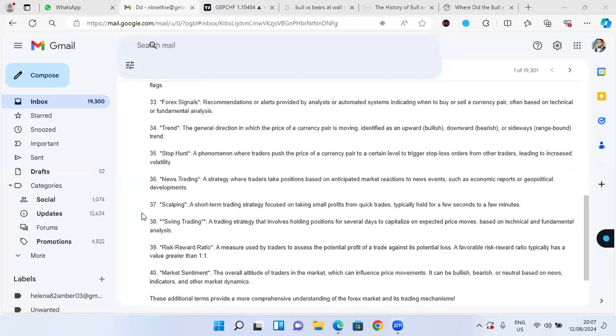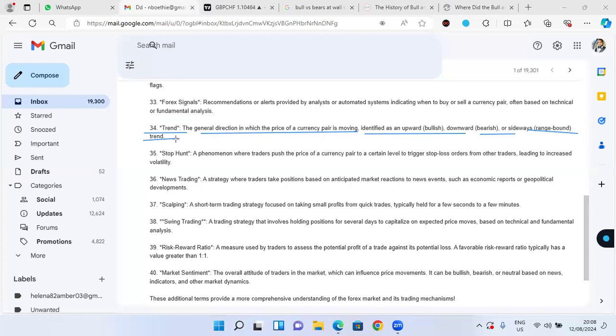And then we look at a trend. A trend is the general direction in which the price of a currency pair is moving. If the price is going up, we say it's trending up. When the price is going down, we say it's trending down. Identified as upward, bullish, or downward, bearish, or sideways, range-bound trend.